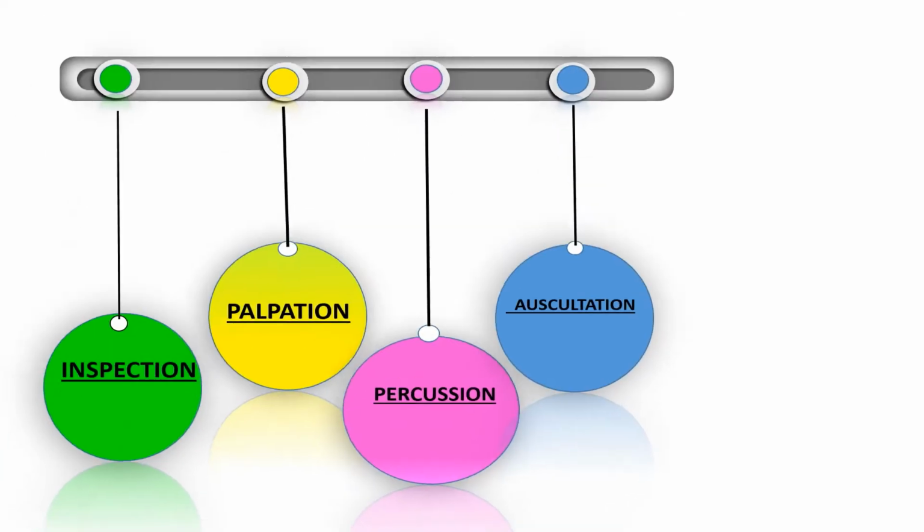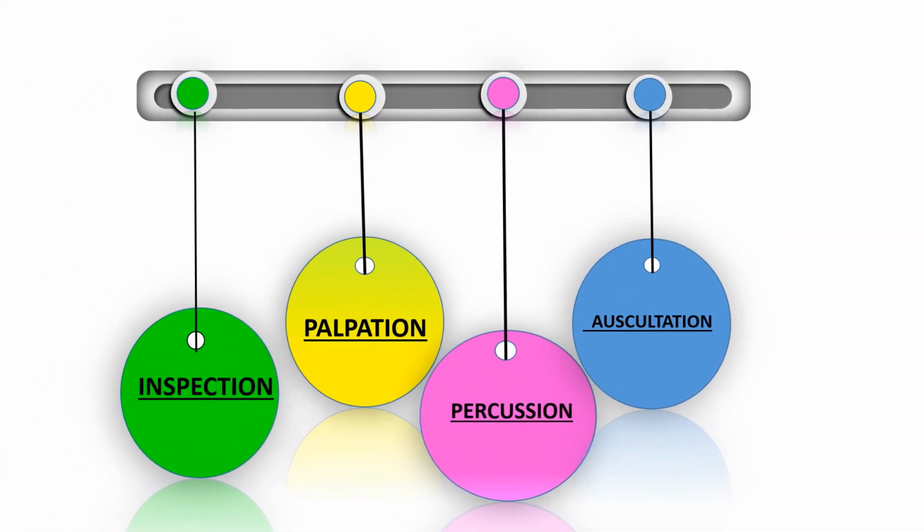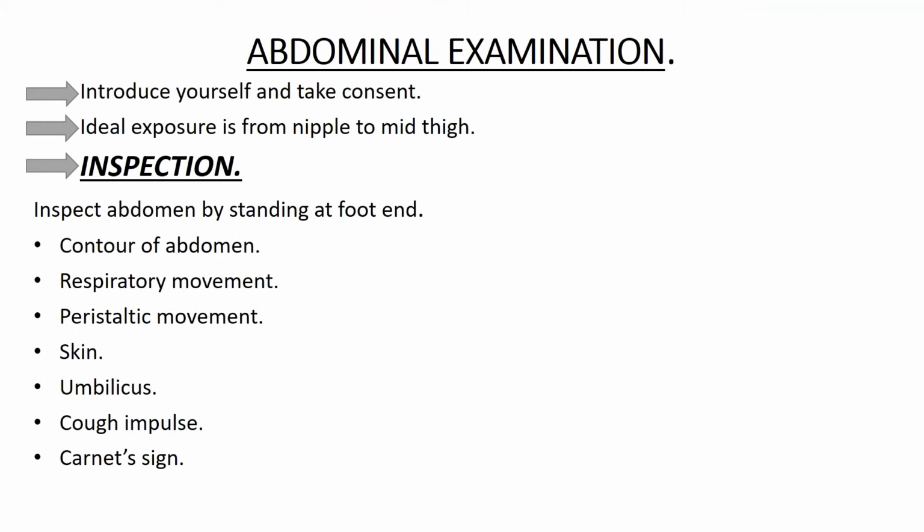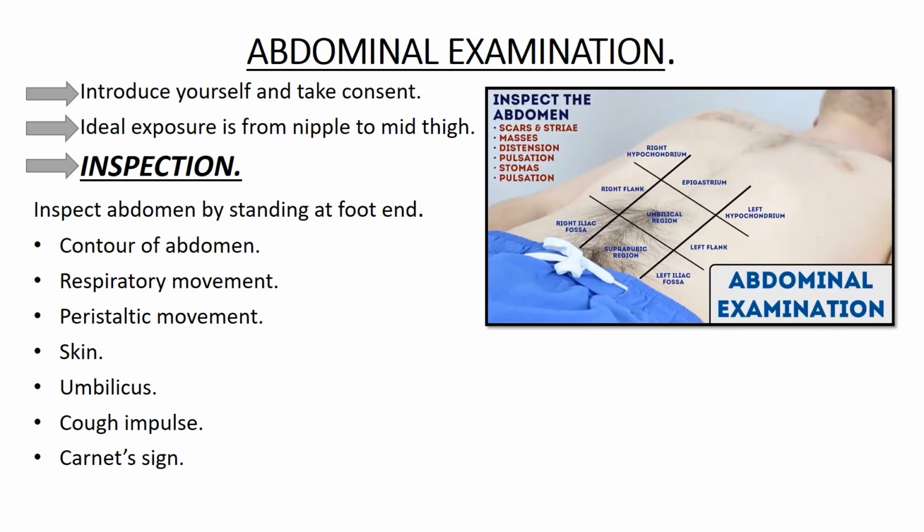Clinical examination of the abdomen should always include inspection, palpation, percussion, and auscultation. The first step is to introduce yourself and take consent. The ideal exposure is from the nipple to the mid-thigh. Abdominal examination begins with inspection by standing at the foot end.